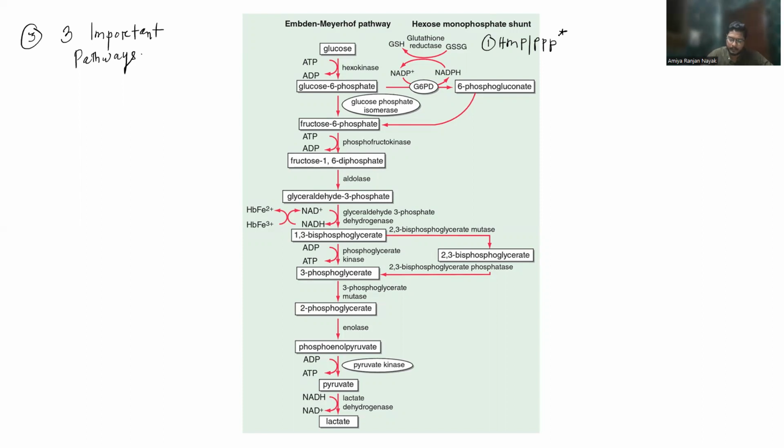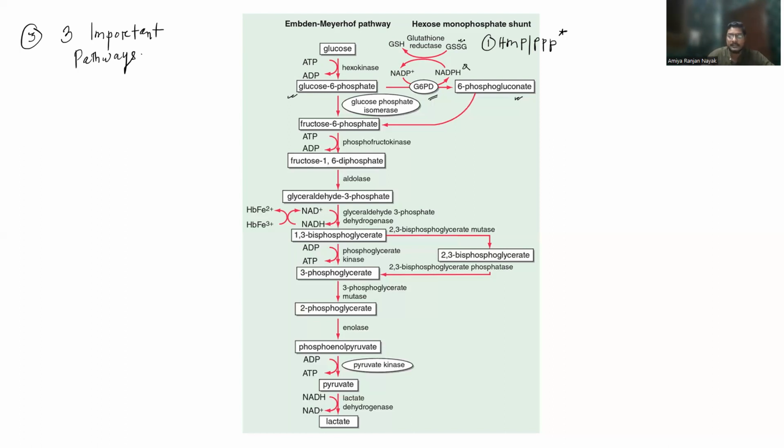In this pathway, glucose 6-phosphate will be converted to 6-phosphogluconate through the enzyme G6PD, that is glucose 6-phosphate dehydrogenase. In this process, NADP plus will be converted to NADPH. Now, this NADPH is required to reduce the glutathione.